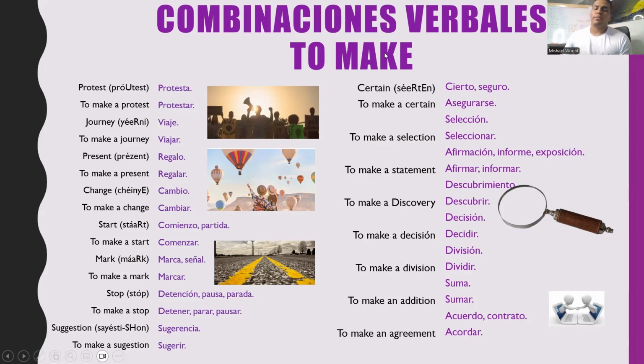So certain, repeat this one. Recuerden la glottal stop. So remember the glottal stop here. So we have a certain, no? Certain. So to make a certain, the action. Selection. To make a selection. Statement. To make a statement. Discover.